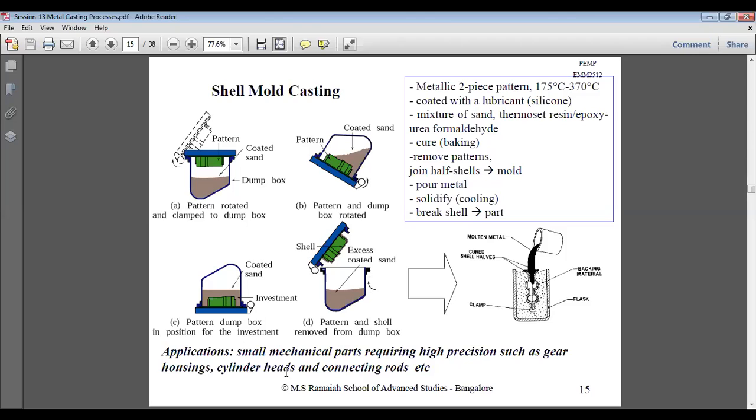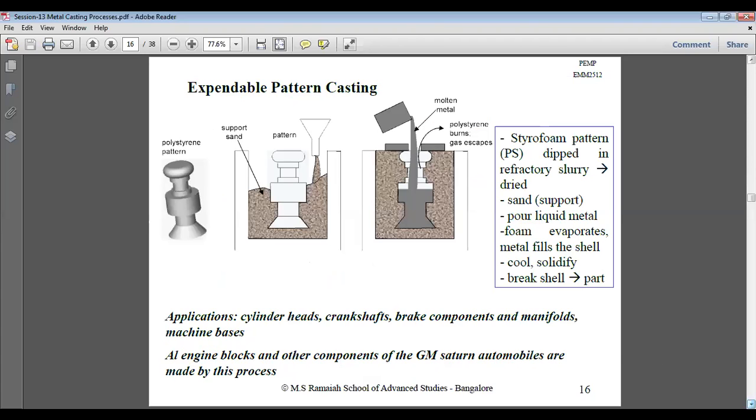Then we have cylinder heads. We know cylinders are used in automobiles, so these are the heads that are made by shell mold casting. Then we have connecting rods, again used in automobiles, made by shell mold casting. Then this is the application.